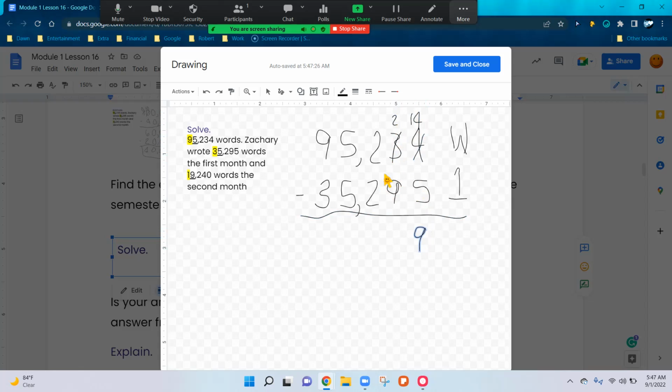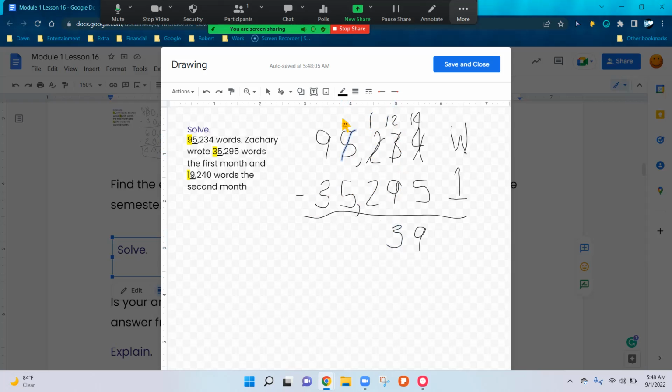And then 2 minus 9. Yep, we have to regroup. So I'm going to take 1 from the hundreds and bring that 1 over, which becomes 10 tens, and then add it to my 2. So 10 tens plus 2 tens is 12 tens. So we'll do 12 minus 9, which gives us 3. And then we do 1 take away 2. 1 minus 2, we can't do, so we'll regroup.